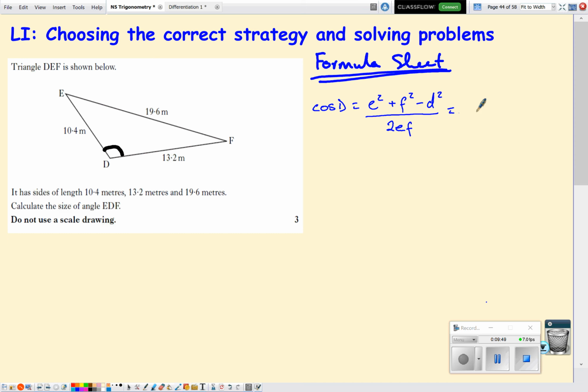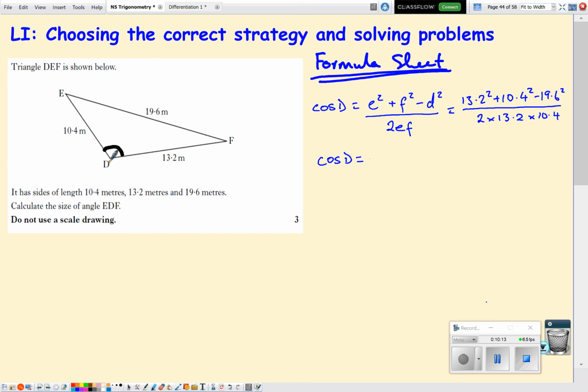Right, 13.2 squared plus 10.4 squared, take away 19.6 squared, all over 2 times 13.2 times 10.4. Happy days. So we get a new line, cos D then.